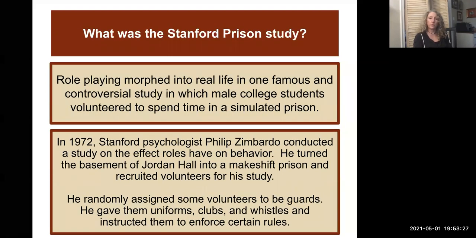So there is a very famous study. We're going to actually be watching this in class. We're going to look at some video. I'm going to tell you just really quickly about it. So this is, or I'll just read through this with you.